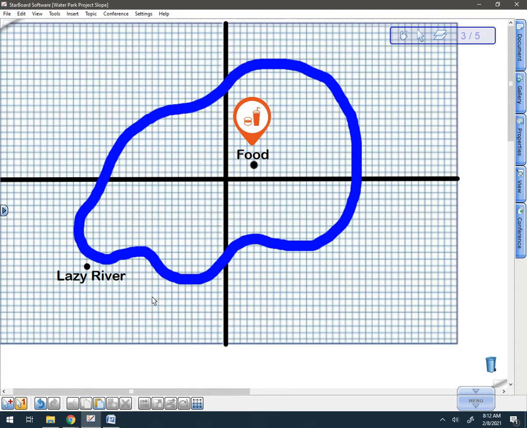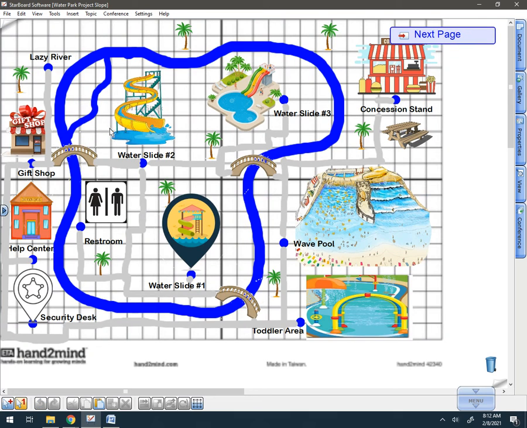So that's the first thing you're going to do: design your water park. If you look, here's an example of one that has some decorations, little trees. It has water slides on it.